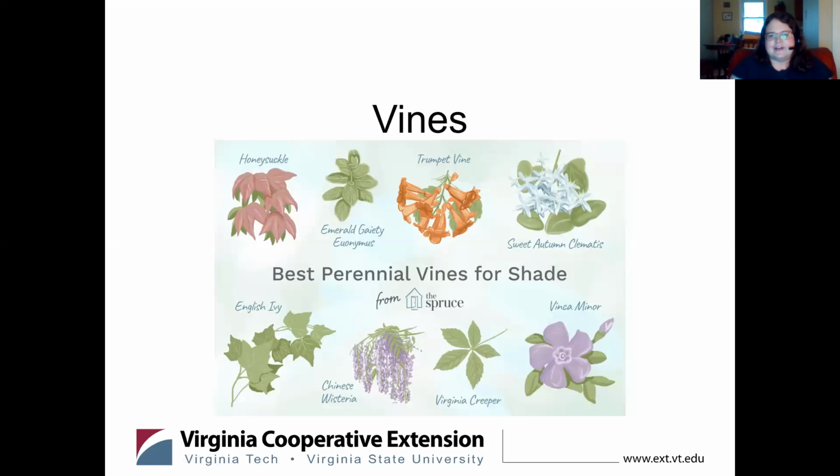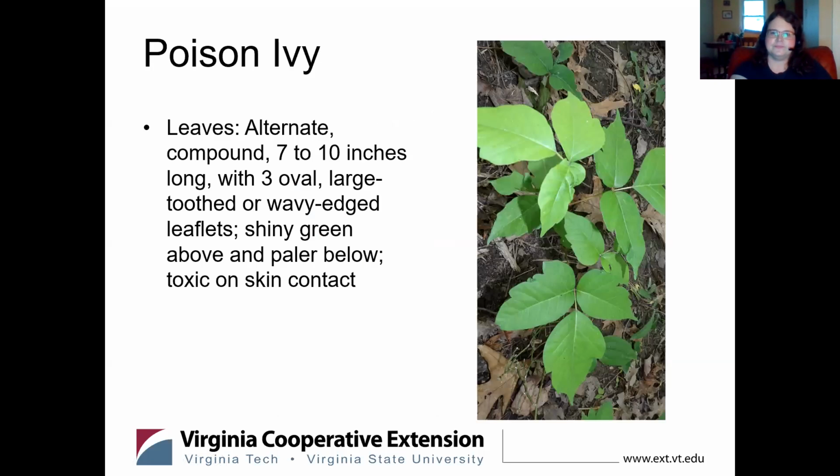A little bit about vines. We won't do this very long, and then we'll get into the questions. So poison ivy. That's a very common native vine. So I wanted to throw that one in here real quick. It has alternate compound leaves. So we talked about what compound leaves were last time in part 1. They're 7 to 10 inches long with 3 oval, large-toothed to wavy-edged leaflets.